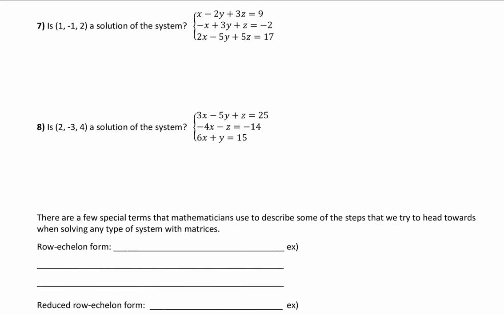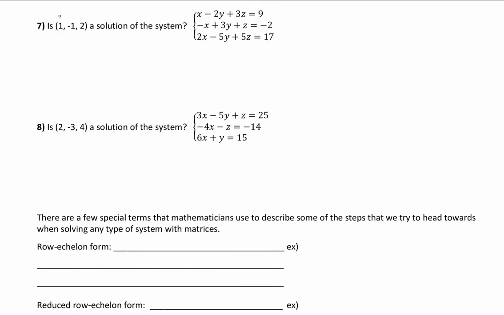Let's take a look at a couple of pretty easy problems and interpreting whether or not a set of numbers is a solution. So this would be problem number 7 and 8 in your notes. If you look at this first problem, it says, is 1, negative 1, 2 a solution for the system? And it gives us all of the equations over here in that curly bracket.